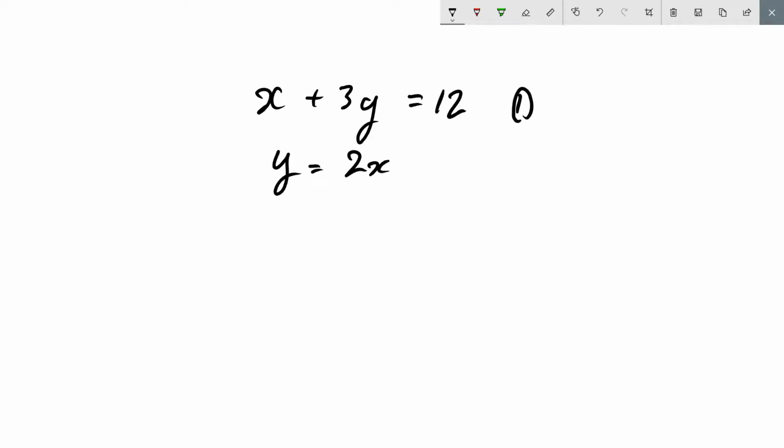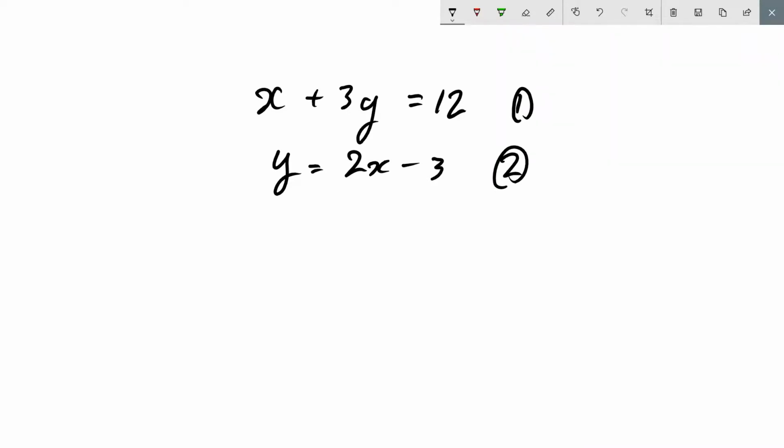Okay, so there are two methods to solving these simultaneous equations. There's substitution and elimination. Both methods are required to be known. First, let's go over substitution. If we had x plus 3y equals 12, that'll be our first equation. And our second equation is y equals 2x minus 3.